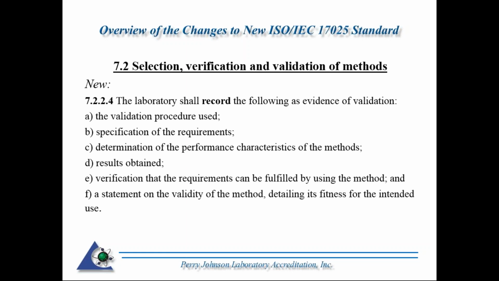Alrighty, going to move on to section 7.2, selection, verification, and validation of methods. Everything currently in the standard is pretty much still intact. Something that's new is the expansion of validation and objective evidence that needs to be seen. It goes into detail. If you need to validate a method, i.e. you're not using something that's nationally recognized, or you're deviating from it, or it's something you have developed yourself in-house, you need to validate it. Right now, under the current draft, it's very specific on what objective evidence needs to be recorded: the validation procedure used, specification of the requirements, determination of the performance characteristics of the methods, results obtained, verification that the requirements can be fulfilled using the method, and a statement of validity of the method detailing its fitness for the intended use.